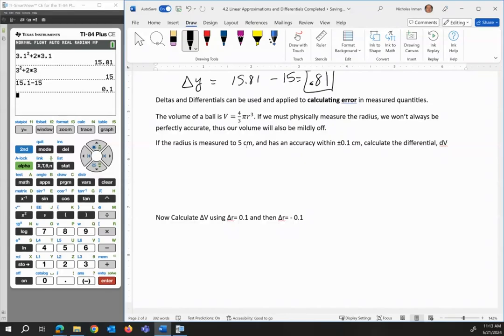All right, well, dV is the derivative with respect to r. So if we take this derivative, 4/3 pi times 3 r squared, the 3's will cancel, so we've got 4 pi r squared. If we get the dV by itself, we're here.